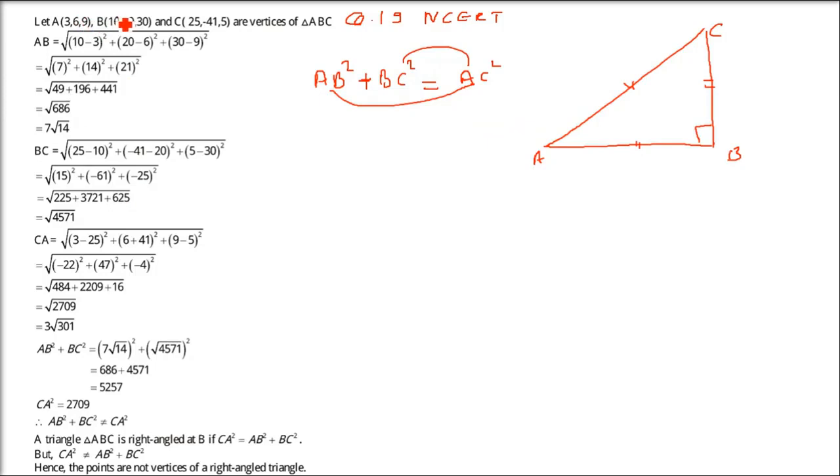So we have three points, A, B and C. For these points, (10 minus 3) whole square, I am finding AB. (20 minus 6) whole square, (30 minus 9) whole square, under root. 7 under root 14 will come. Now BC: (25 minus 10) whole square, (minus 41 minus 40) whole square, (5 minus 30) whole square under root. So you'll get under root 4571. Third thing, find out CA. It is (3 minus 25) whole square, (6 plus 41) whole square, and (9 minus 5) whole square under root. So you'll get 3 under root 301. So these are the three edges you are getting.